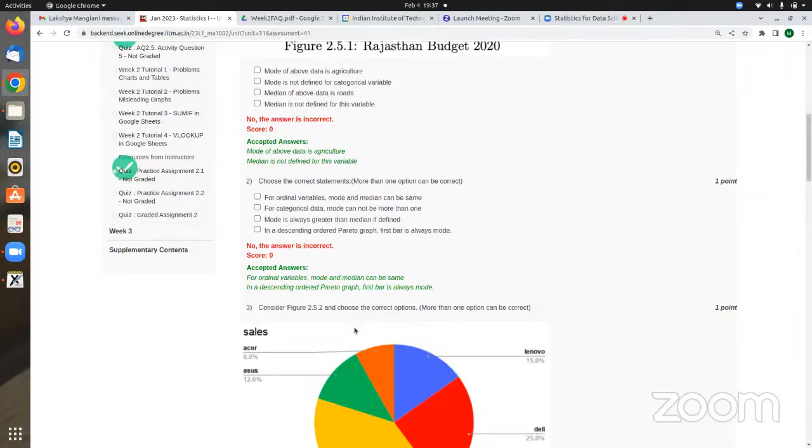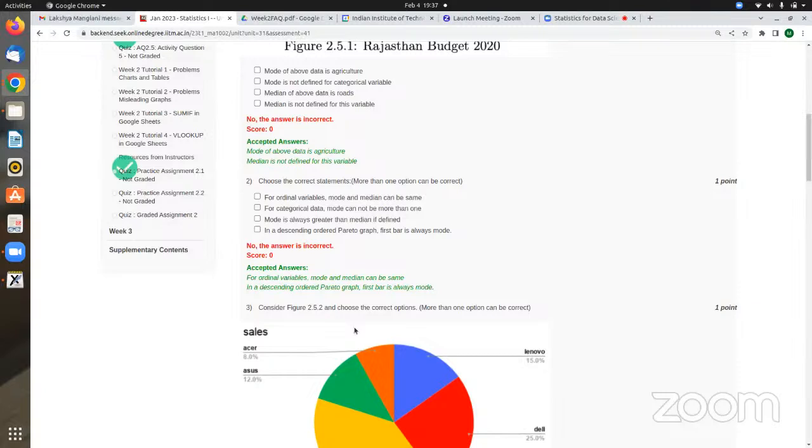That is the reason I'm able to articulate it and come to the conclusion. But understanding the concept is a different thing. I have not understood the concept. Okay. So here, option A is for ordinal variables, mode and median can be same. You can take any example for it. For example, the size of a jersey. Mode and median can be same. So option A can be correct, right?